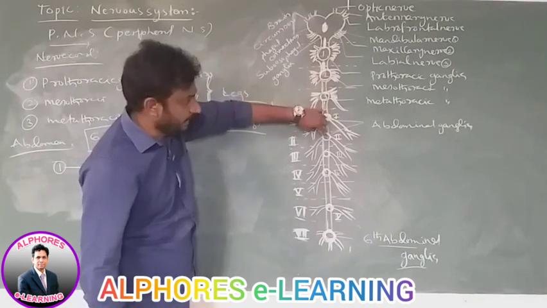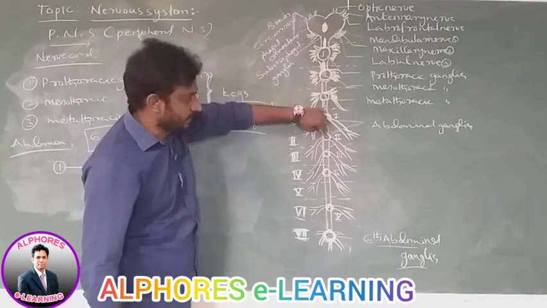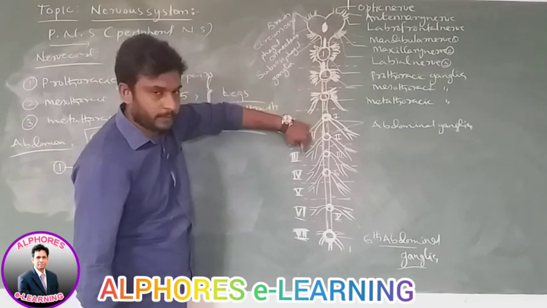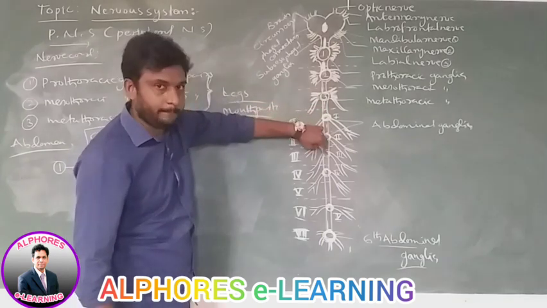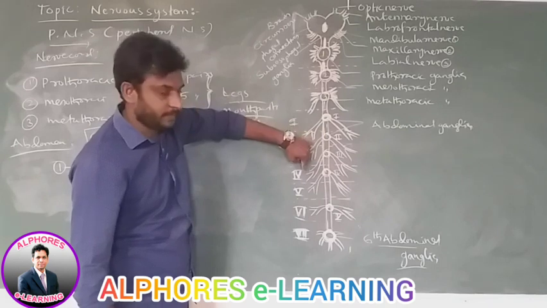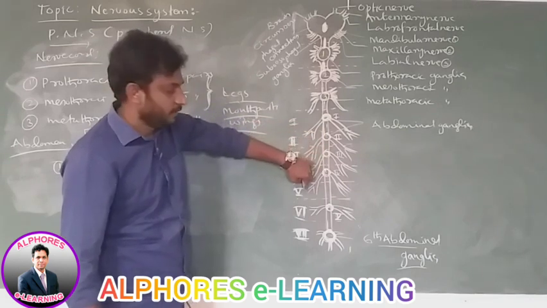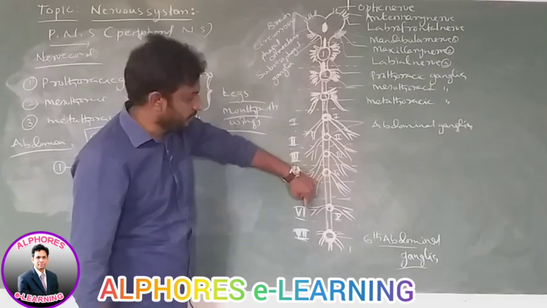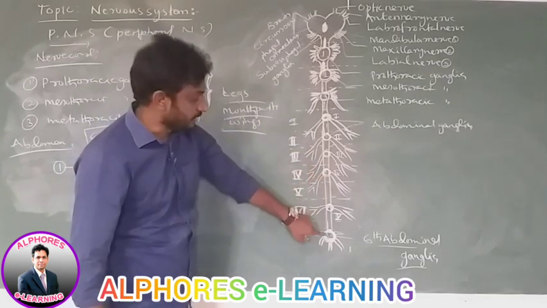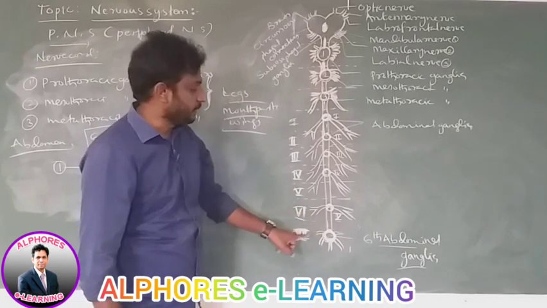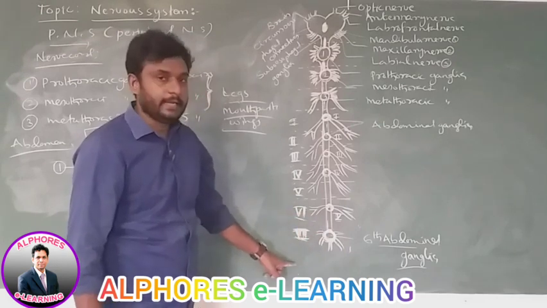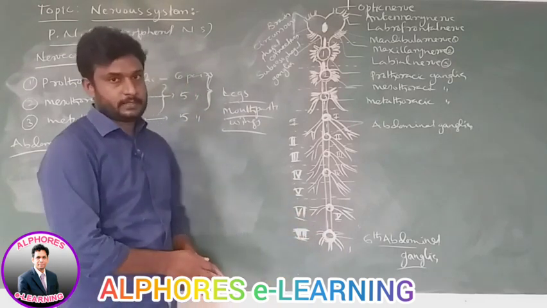Then the second ganglia, present in the second segment, supplies the nerves to the third one. Third ganglia supplies the nerves to the fourth segment. Fourth ganglia supplies the nerves to the fifth segment. Then fifth ganglia supplies the nerves to the sixth segment. Then the sixth ganglia supplies the nerves to 7, 8, 9, 10 segments.